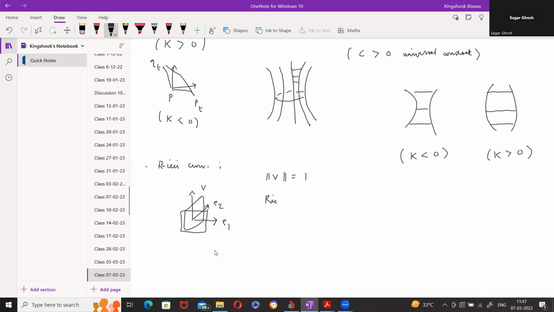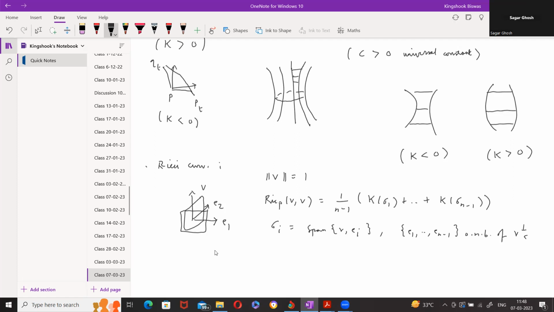Then Ricci of VV will be 1 over n minus 1 times the sum of K sigma 1 up to K sigma n minus 1, where sigma I is the span of V, EI, and E1 to En minus 1 is an orthonormal basis of V perp. Is this clear?